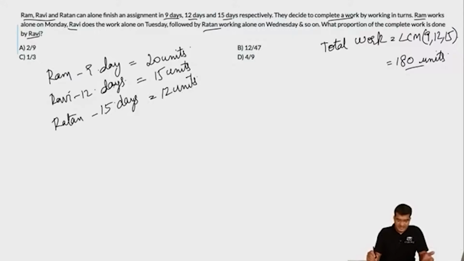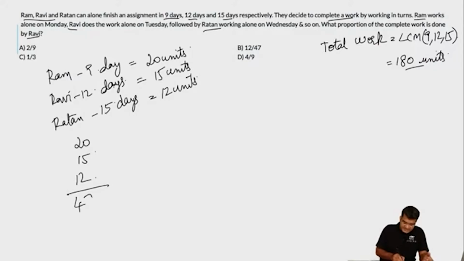The first day Ram alone works and he finishes 20 units of work. The second day Ravi works and he finishes 15 units of work. The third day Ratan works and he finishes 12 units of work. So the total work that is done is 47. The total work that needs to be done is 180. So this cycle repeats. So after the second cycle, another 47 units are done, or the total work done is 94, which is 47 plus 47.